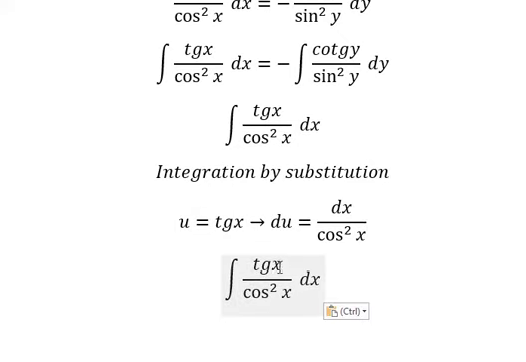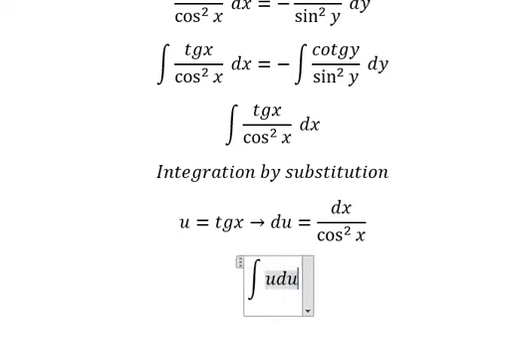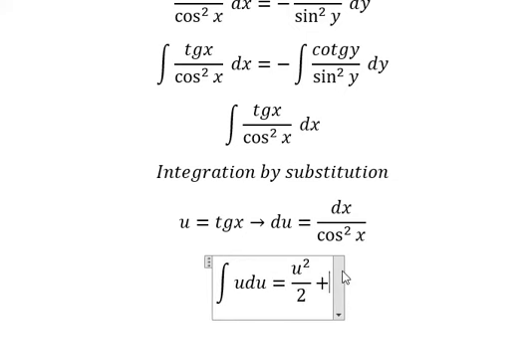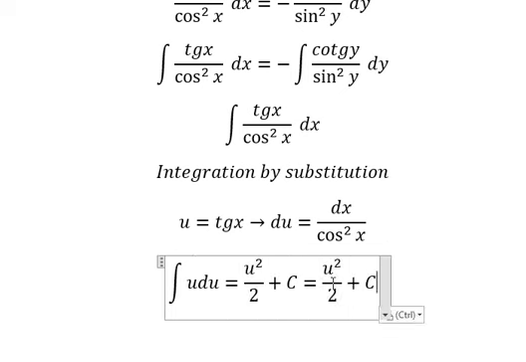So this one we change by u. This one we change by du. The integration of u, we have u squared over 2 and we put about c. About u, that is about tan x.